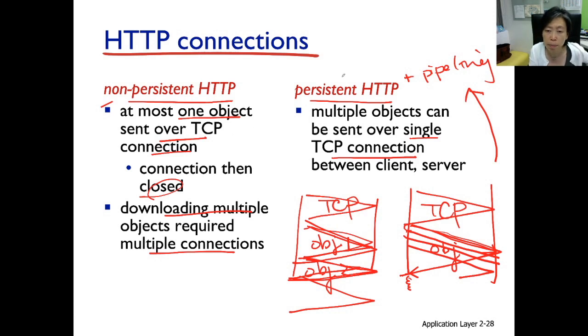Nowadays, when people say persistent HTTP, the implication is that, hey, it's persistent HTTP with pipelining. And by the way, this is HTTP, the 0.9 version. And persistent HTTP without pipelining, that's the HTTP 1.0 version. And the one with the pipelining is the HTTP 1.1 version.